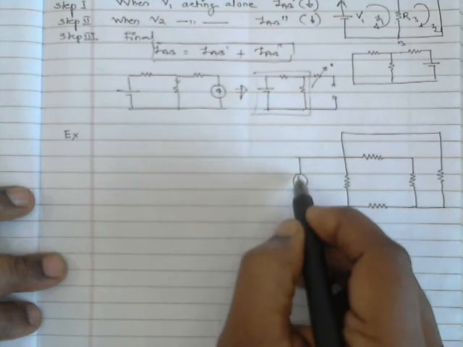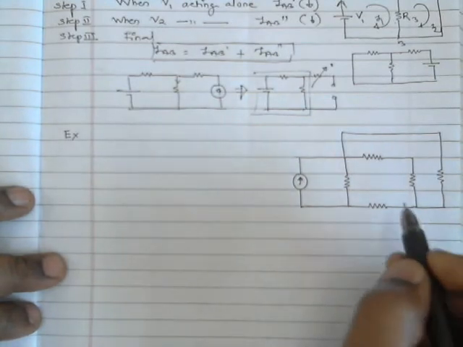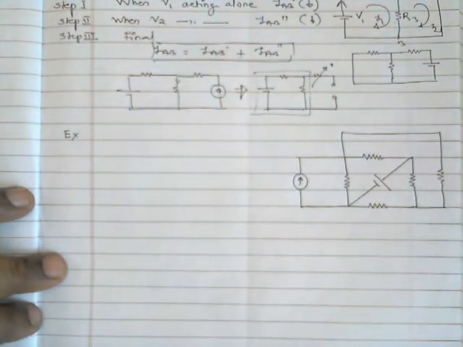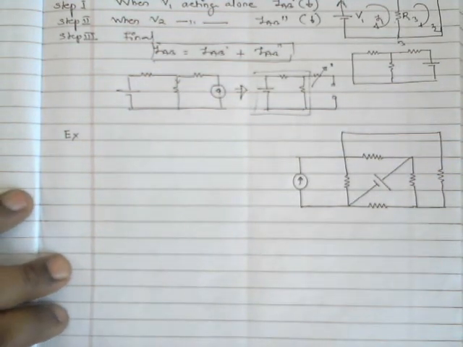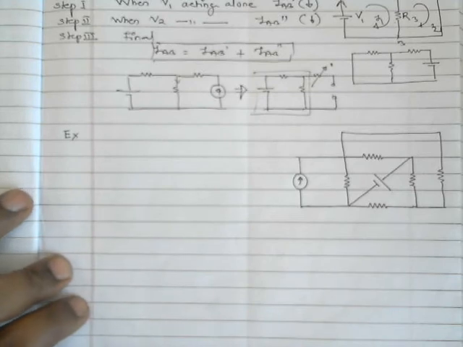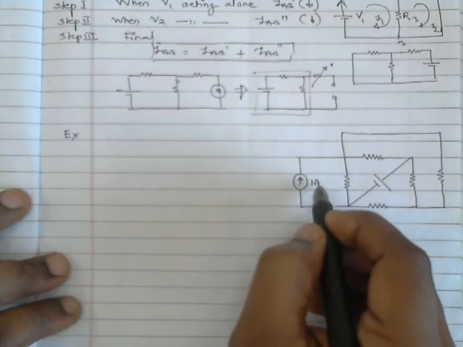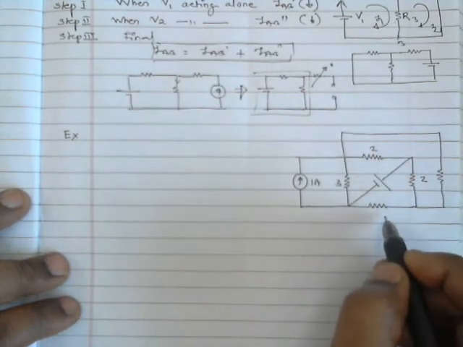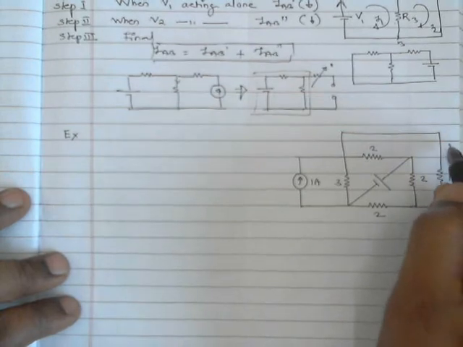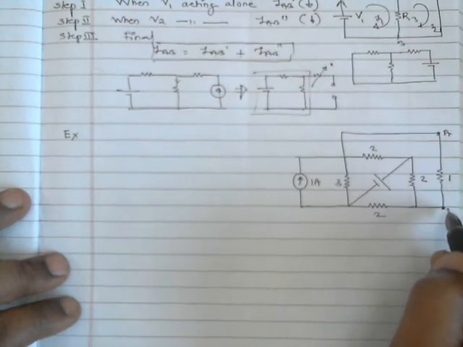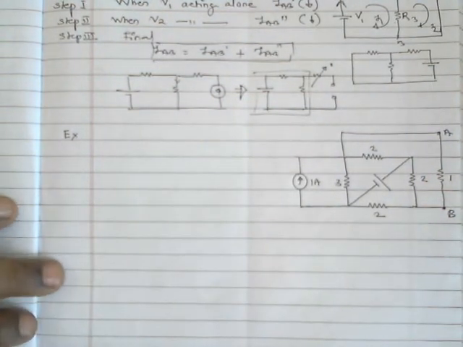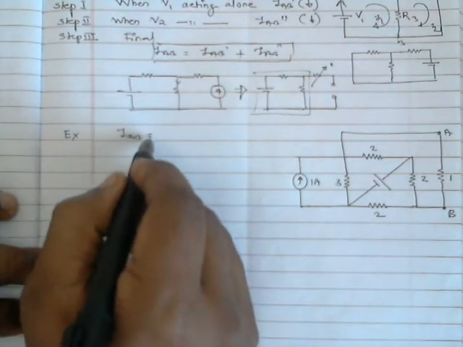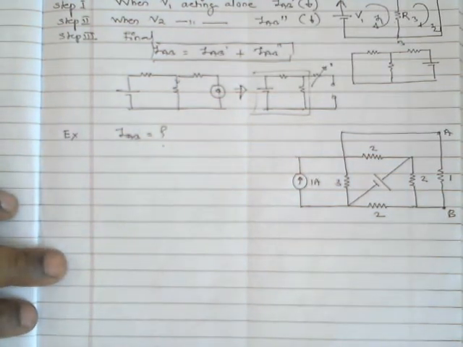You can see there is one current source. Here there is one voltage source. Two sources are there. Okay. And the values are as this is 1 ampere, 3 ohm, 2 ohm, 2 ohm, 2 ohm, 1 ohm, and this is AB. What is the question? Question is to find out current through AB by superposition theorem.